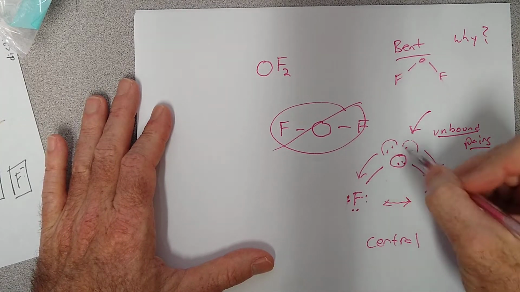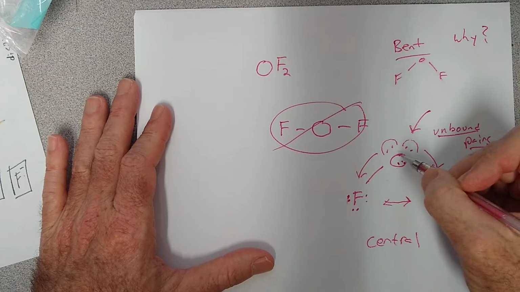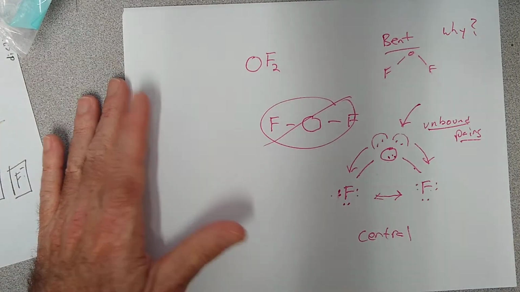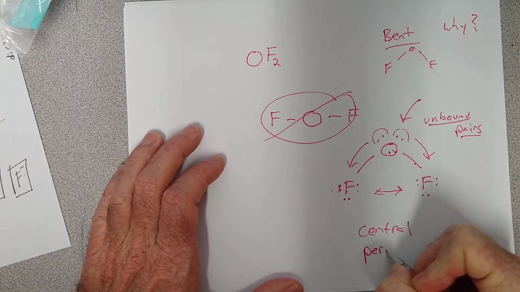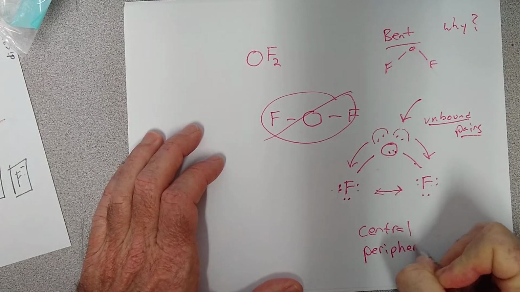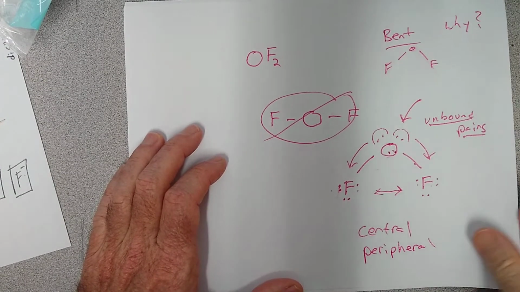Now, if this atom is the central atom, the one in the middle, then the ones on the outside, you may guess, take a guess. Yeah, the good word would be peripheral atoms. Okay, let's keep mowing through this.